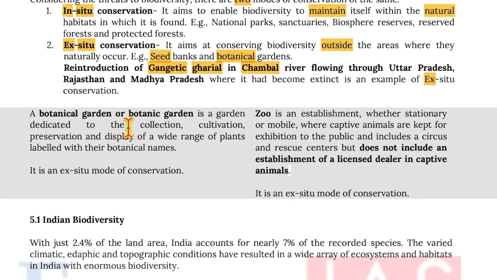Now, a botanic garden is a garden dedicated to the collection, cultivation, preservation, and display of a wide range of plants labeled with their botanical names. It is an ex situ mode of conservation. A zoo is an establishment, stationary or mobile, where captive animals are kept for exhibition to the public and includes a circus and rescue center, but does not include an establishment of a licensed dealer in captive animals. It is an ex situ mode of conservation.